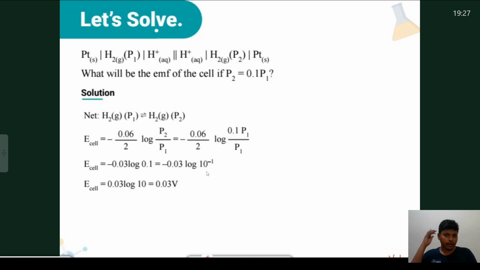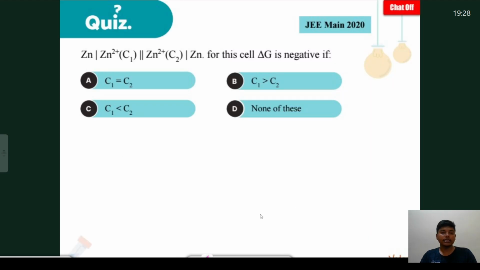So 0.1, 10 to the power minus 1, unit. Okay. Why 2 came, you understood? Simply, H2 gives 2H plus and 2 electrons. Clear? Yes, sir. Okay. Next. Let's see, you can tell.